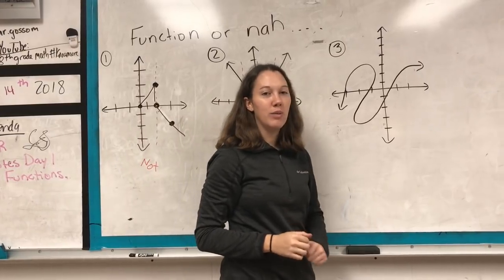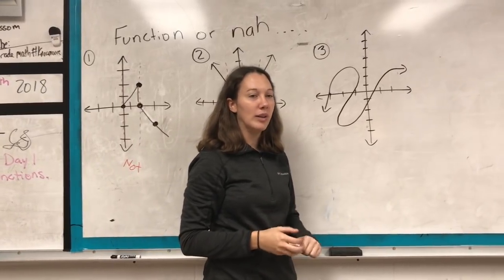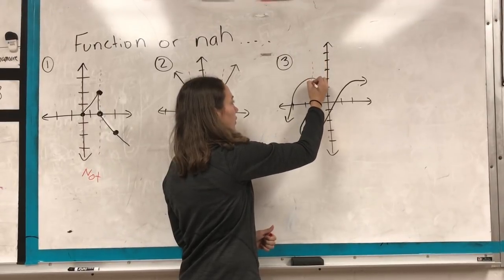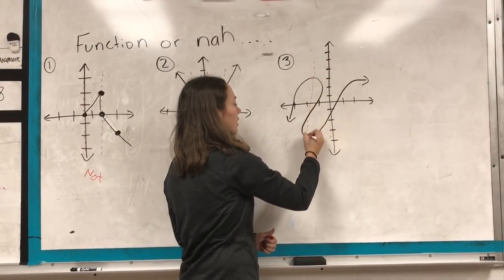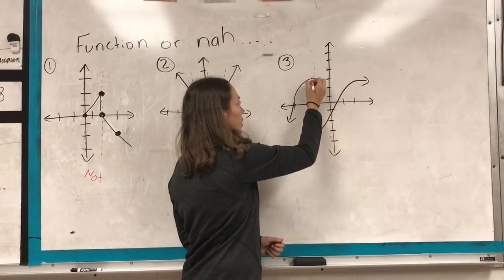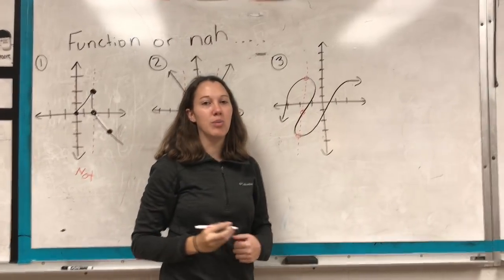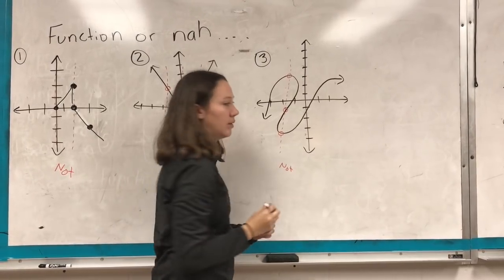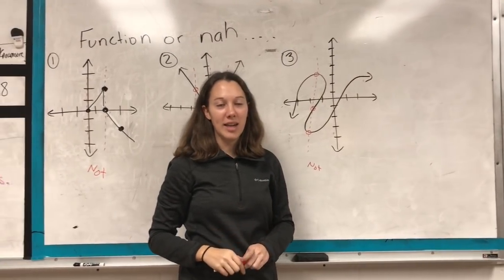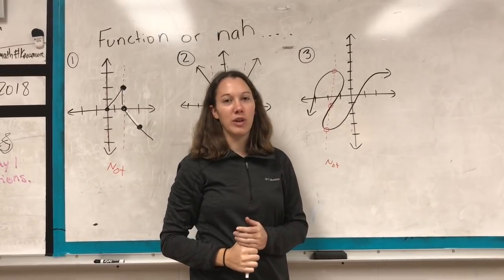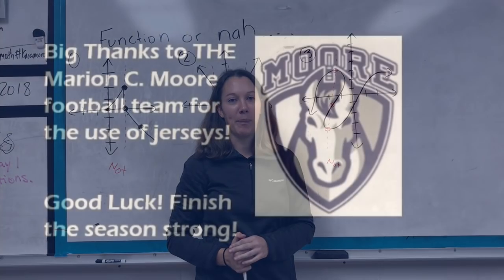And then number 3, we're going to do the same thing with our vertical line test. Draw a line straight up and down. If I draw my line right here, I already know that it's crossing 1, 2, 3 times. It's crossing more than once, so that means it is not a function. Once again, with the vertical line test, you need every single vertical line to touch only once for it to be a function. And now you know more.